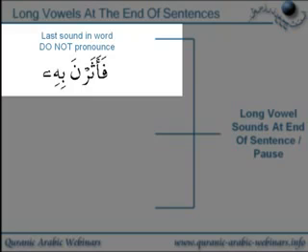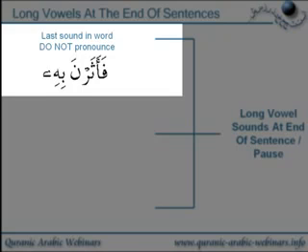The first one then, last sound in a word, do not pronounce. What we're saying here is if you stop, so we've got these 2 words, but if we concentrate on the last one, which is bihi, so you decide to stop or you're at the end of a sentence. If the long vowel is the last sound in the word, then at the end of a sentence, or when you stop or pause, you do not pronounce the long vowel sound at all, and you don't actually pronounce the last sound at all.